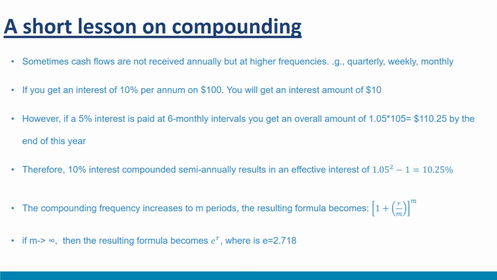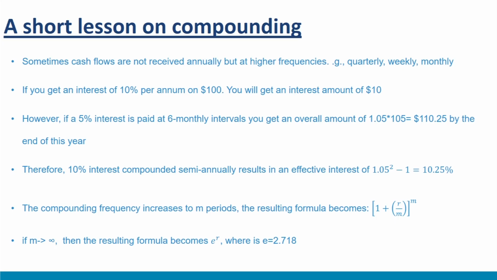If m tends to infinity, then the resulting formula becomes e to the power r, where e equals 2.718. This is often referred to as continuous compounding. The effective interest rate for an annual quoted rate of 12% is e to the power 0.12 minus 1, equal to 12.75%. This means that investing $1 at a continuously compounded rate of 12% per annum is the same as investing at 12.75% a year at an annually compounded interest rate.